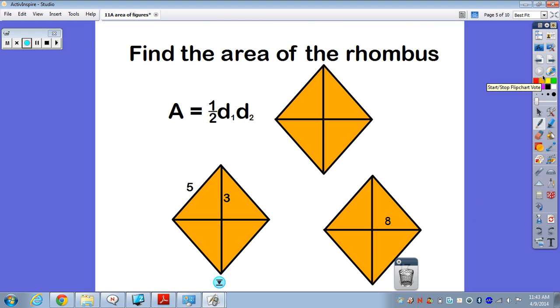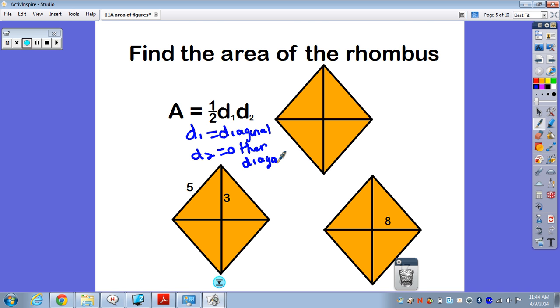So a rhombus we did before. A rhombus is also a parallelogram. So if they give me the base and the height, we can use base times height. Not 1/2 base times height, just base times height. But if they don't and they give me the diagonal lengths, it's 1/2 d1 times d2. d1 is one of the diagonals, and d2 is the other diagonal.